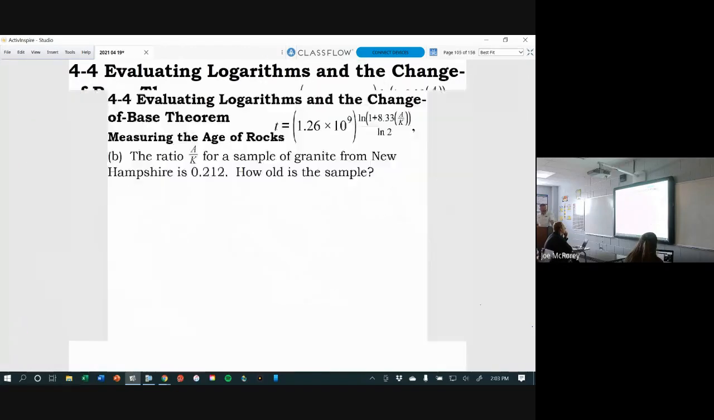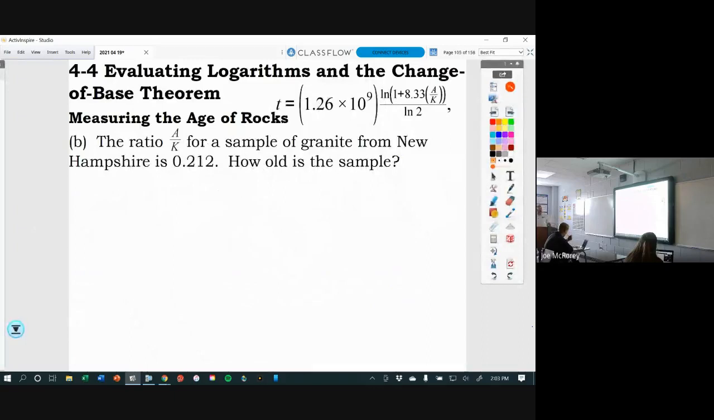Okay, part B. The ratio of argon to potassium for a sample of granite from New Hampshire is 0.212. How old is this sample of granite? What information did they give us? They gave us A over K. So we're gonna replace the whole A over K, right? Because all of A over K is 0.212.